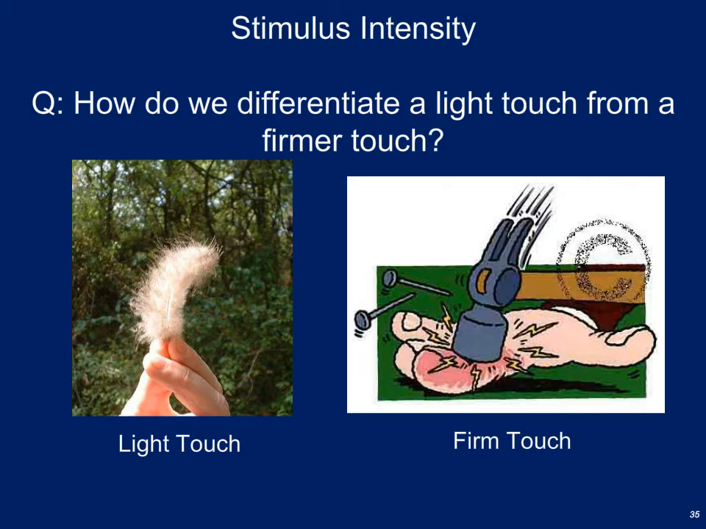So now that we know that neurons communicate via action potentials, we need to talk about how they differentiate between different types of stimulus intensity.